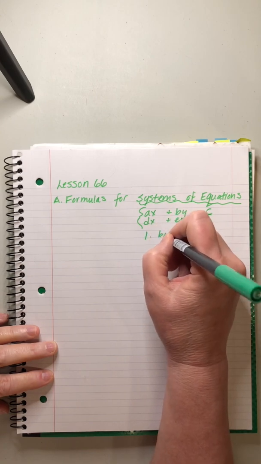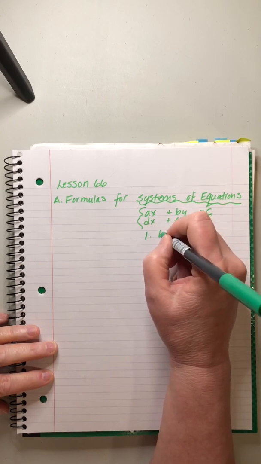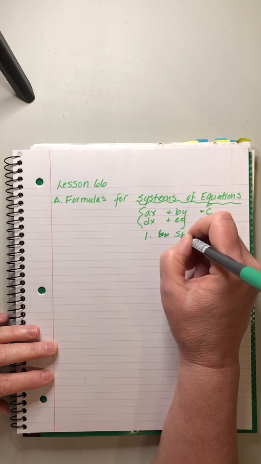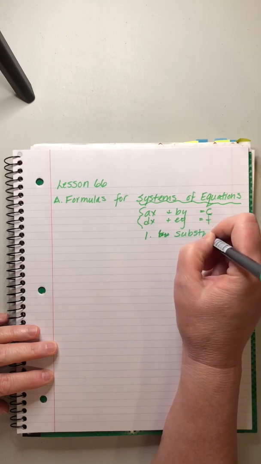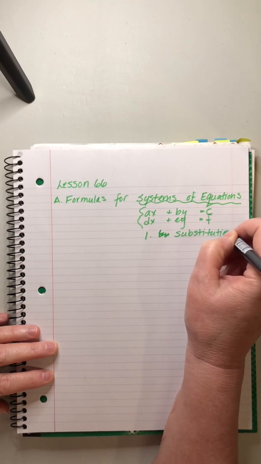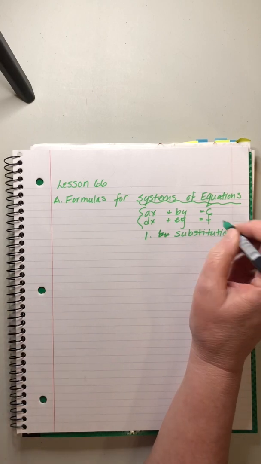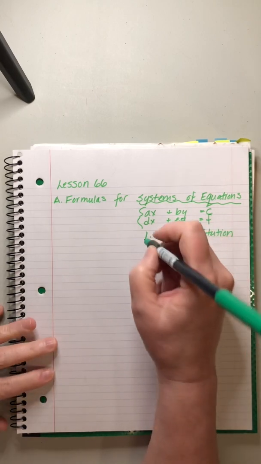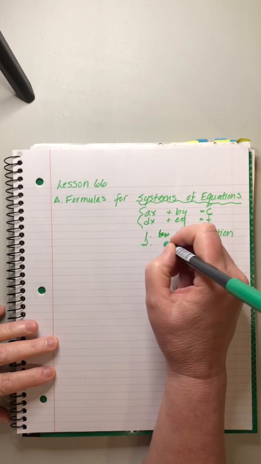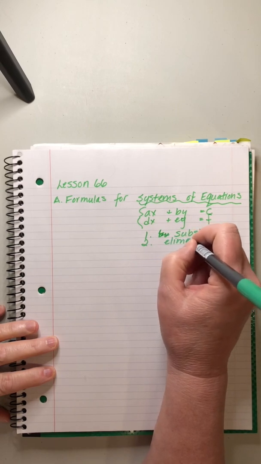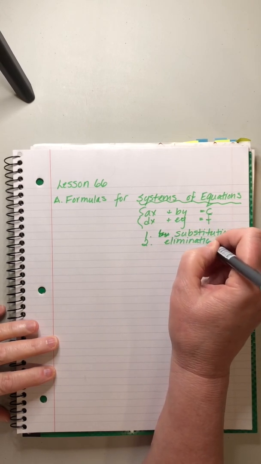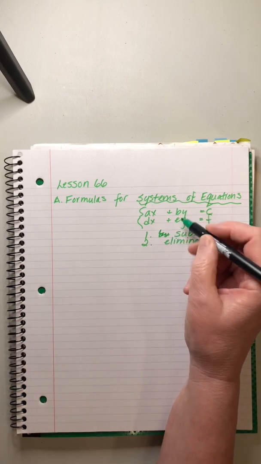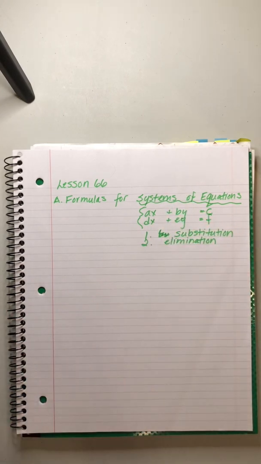First, we learned substitution. That's where you plug one into the other, right? That's where we started out. That's pretty easy. And then pretty soon after that, we learned elimination. That's where you cancel out, you offset them, so they cancel each other out. And then you go on from there.